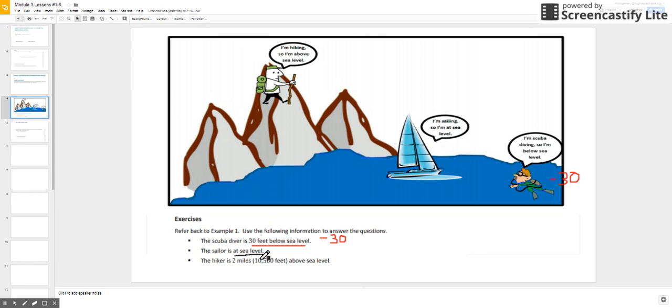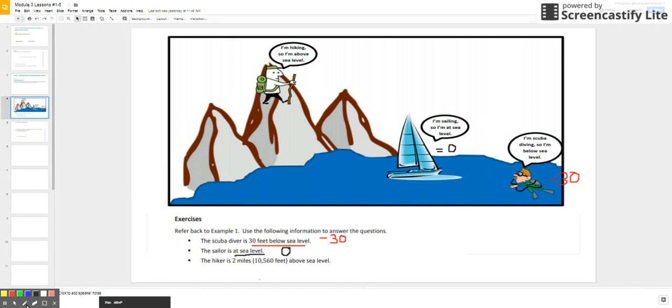Well, since everything is referring to sea level, the hiker is above sea level, the sailboat's at sea level, and the scuba diver is below sea level, the sea level has to represent 0. That's the reference point, what everything is referring to. So the sailboat here is at sea level, or at a 0 integer. Remember, 0 is neither positive nor negative. It's the separation point. I'm going to write that a little bit better. It separates above sea level, like the hiker, and below sea level, like the scuba diver.